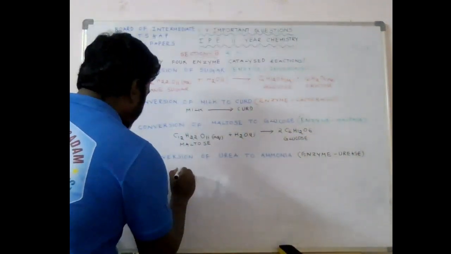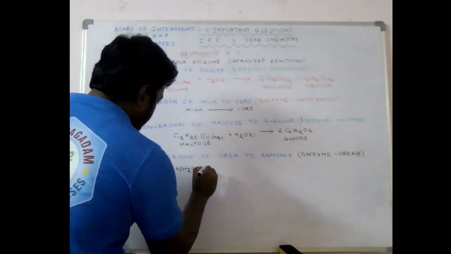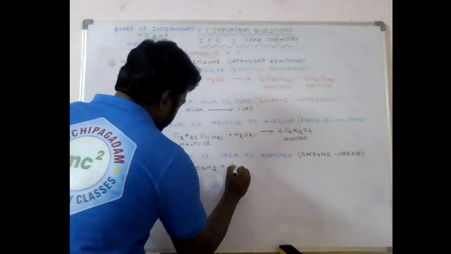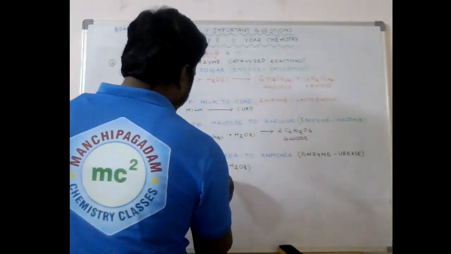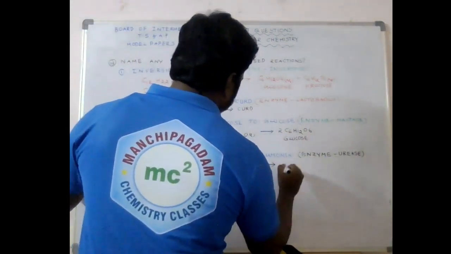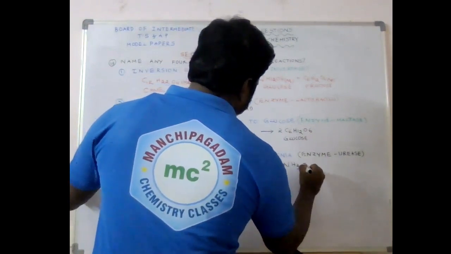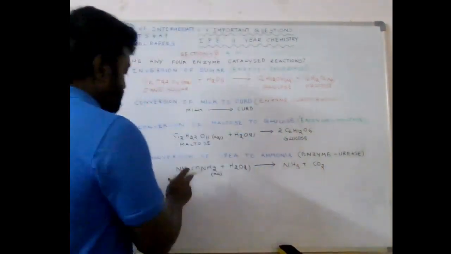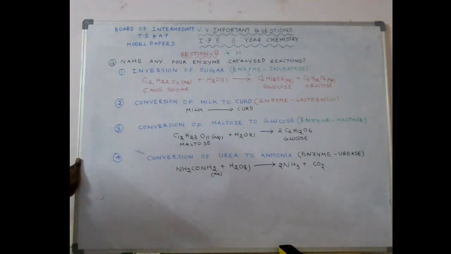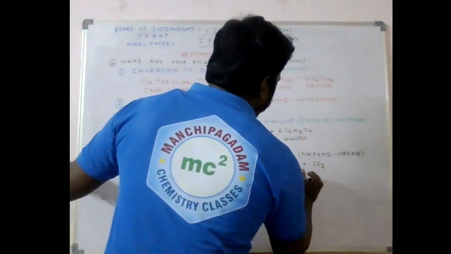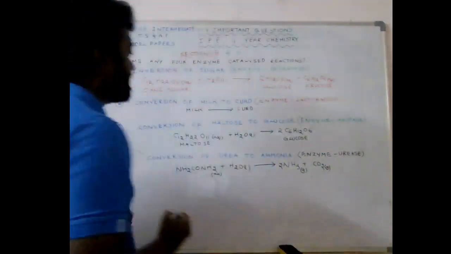So urea formula is what? NH2CONH2 plus water. So we are converting urea into ammonia just by reacting with water. So what we get? Already we wrote that. What we are getting here? Ammonia, NH3, plus carbon dioxide. So here CO plus O, CO2. To balance that, you have to write 2NH3 plus CO2. Ammonia and carbon dioxide have come in the form of gases. So this is the answer for that question.